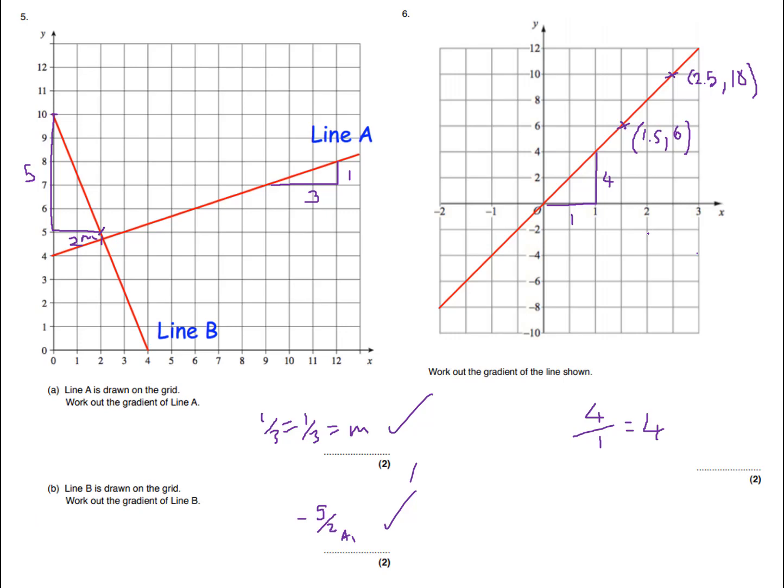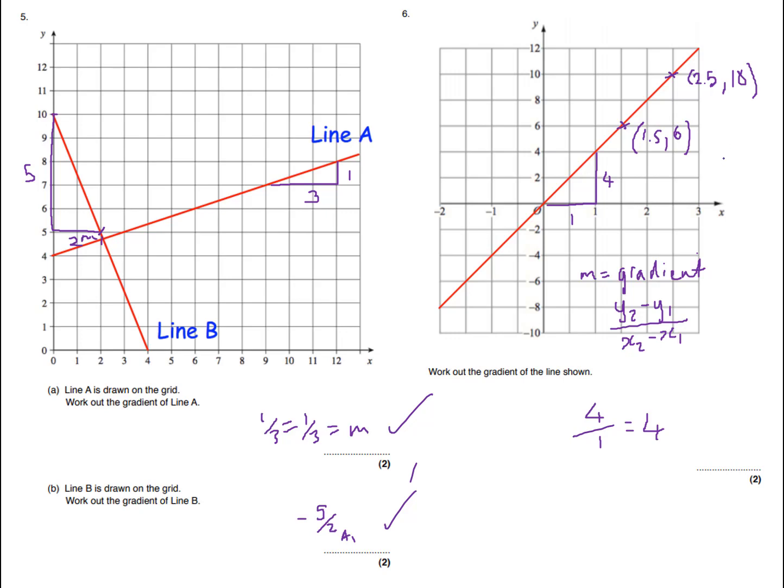Now the gradient formula is actually, I'll call it m, which is equal to the gradient. That's the letter we use in maths for gradient, m, remember that. It actually equals y2 minus y1 divided by x2 minus x1. That's if you get given 2 points.